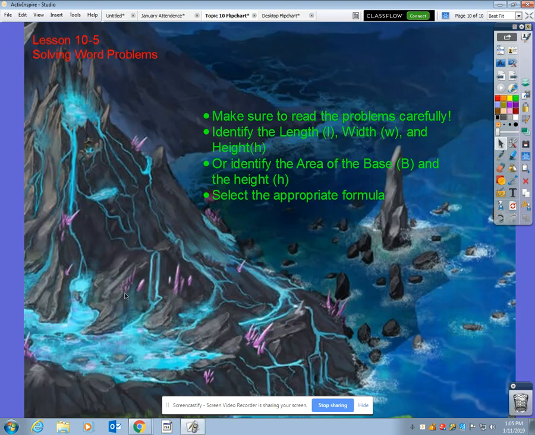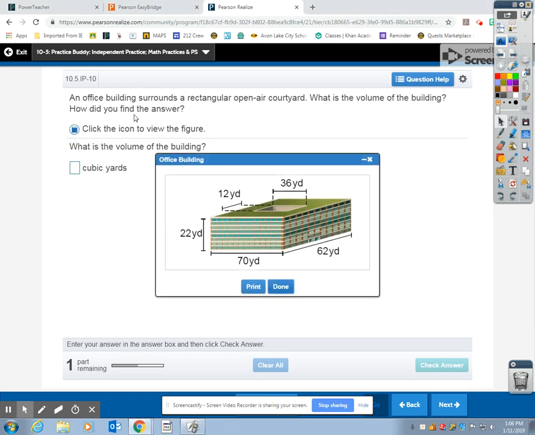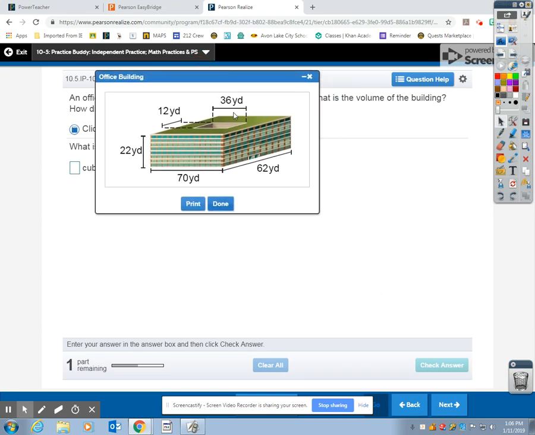So without further ado, let's take a look at a real problem and see where we're at with these word problems. So I've got this math problem here. It says an office building is surrounded by a rectangular courtyard. What is the volume of the building? How do you find the answer? Let's go ahead and click this. I don't know that I'll get to part B yet because the last couple times I ran out of time. So we'll see how fast we can move, but we don't want to go too fast.